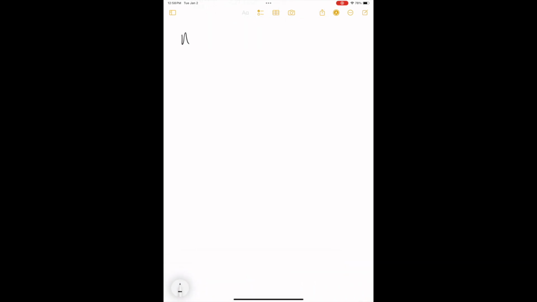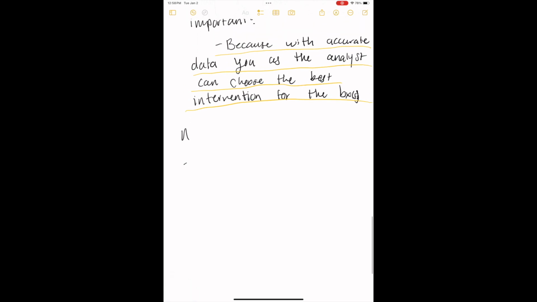So let me write here. Assessments, because we're moving on to task number 4. I think this is task number 4. Assessments. I'm going to do this in blue again.